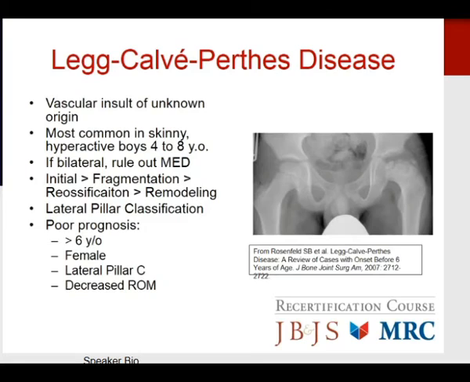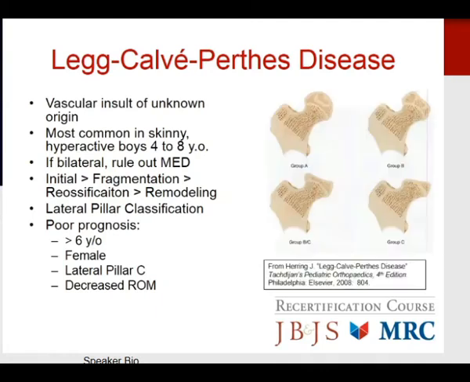Waldenstrom described 4 stages: initial, which is characterized by pain as well as sclerosis on the x-ray, followed by fragmentation, reossification, and finally remodeling. Additionally, the lateral pillar classification relies on the amount of bone remaining in the lateral pillar of the femoral head. Poor prognosis is portended by an age greater than 6, female sex, a lateral pillar C classification, as well as decreased range of motion on presentation.